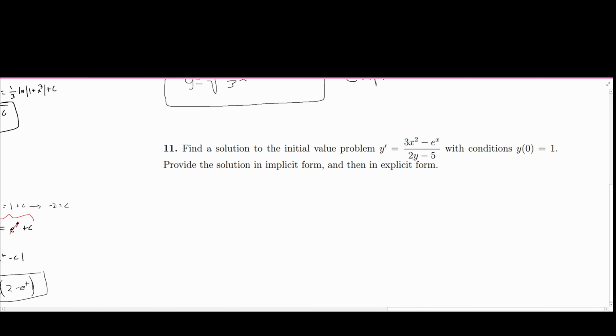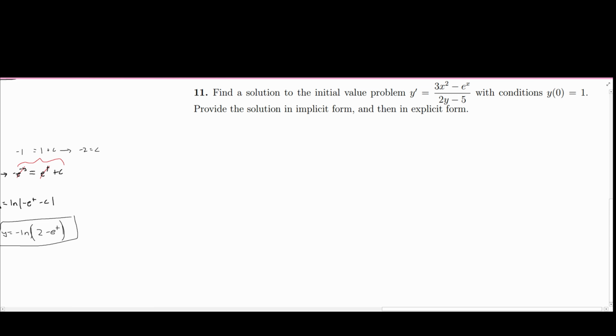Number 11, we're asked to find a solution to the initial value problem y prime is equal to 3x squared minus e^x divided by 2y minus 5 with conditions y of 0 is equal to 1. We're also asked to provide the solution in implicit and explicit form. To do this, we're going to use separable equations. If we recall from earlier, y prime is really just dy over dx. Using this knowledge, we can separate the y and the x's on both sides, multiplying both sides by 2y minus 5 and both sides by dx.